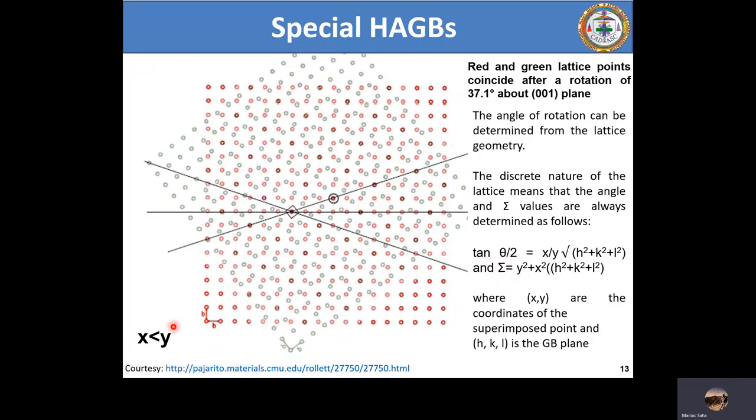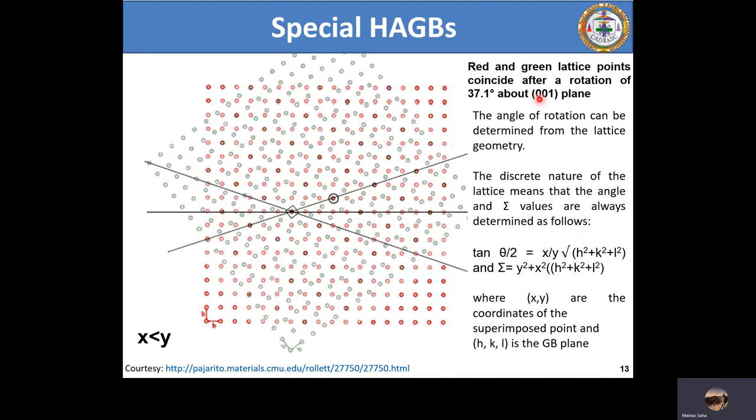If we want to really have such a group, we have to do some rotations and then try to see how we can obtain the different sigma boundaries. So this is just a very simple example of the sigma 5 boundary. The equation becomes very simple because tan theta by 2 is equal to x by y into square root of h square plus k square plus l square. HKL is nothing but the green boundary plane.